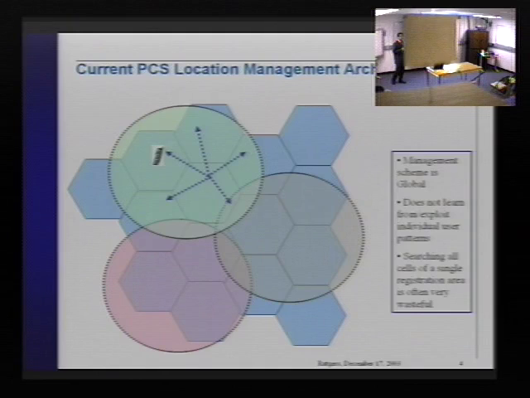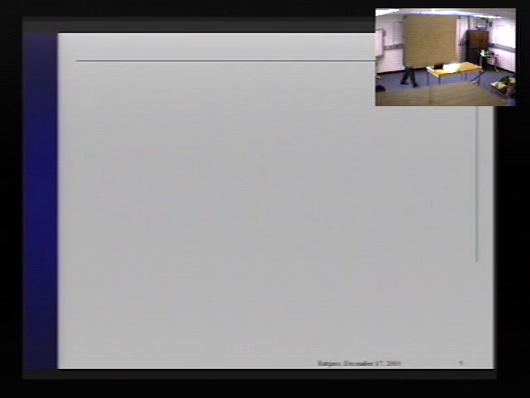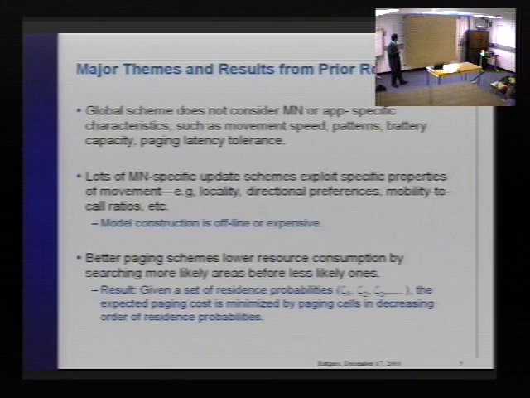A couple of, actually 3 observations. First of all, this management scheme is global. It doesn't exploit the individual behavioral patterns of each mobile, the movement profiles. It does not learn. And of course, these are all classically well-known points. Searching all the cells of a single registration area is very wasteful because you can construct better mobility profiles. So some of the major themes from the prior art in this area.